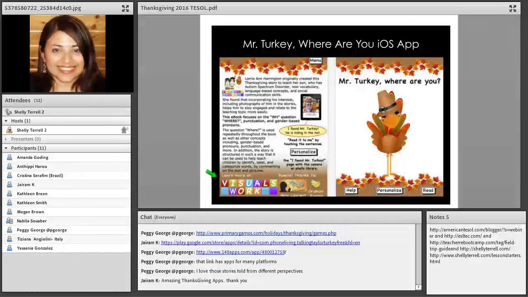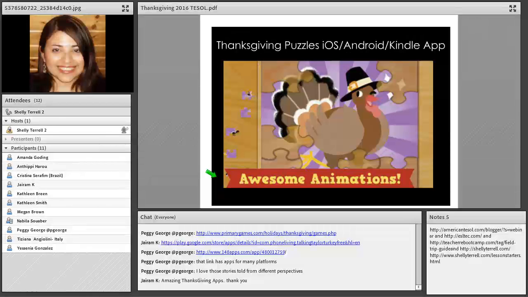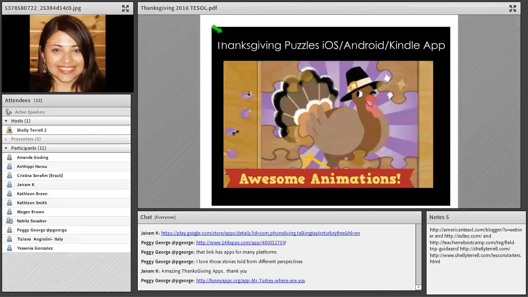Not all of them are free, but I believe the Thanksgiving one, this one is the Mr. Turkey, Where Are You? The holiday ones tend to be free. And it was created by a mom with a child that is autistic, so it's really great. Your very young learners will enjoy the Thanksgiving puzzles from this company. And these apps are also for Android. They're also for Kindle. So they have all of these.